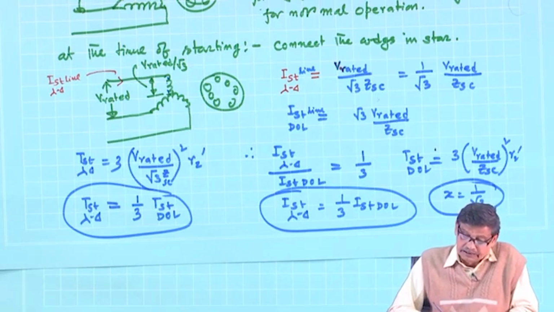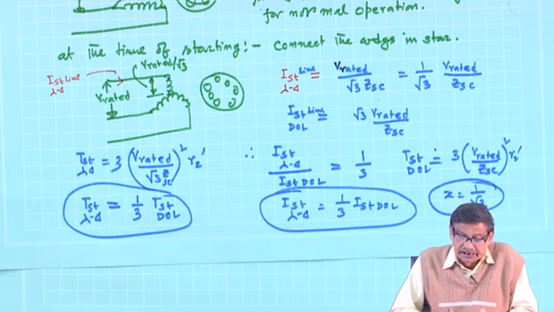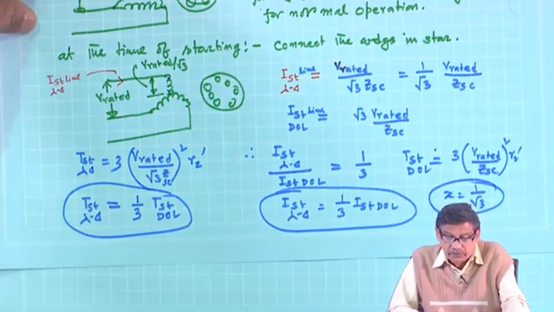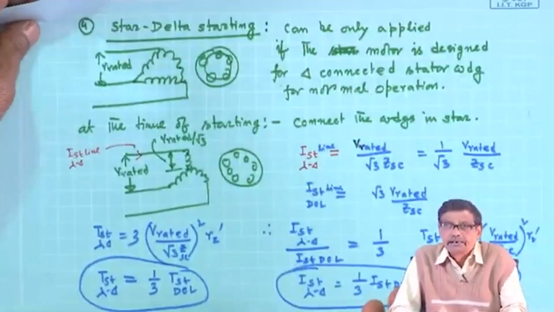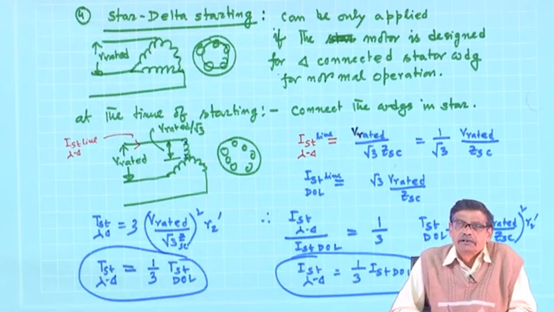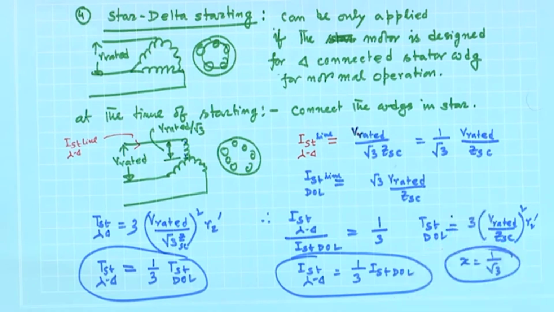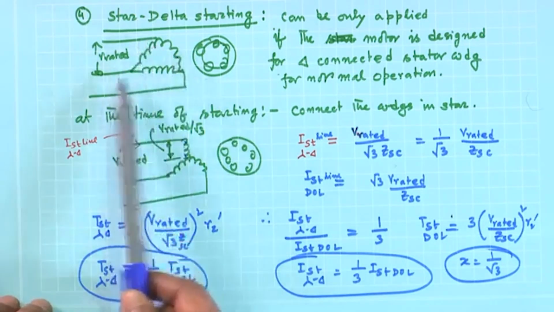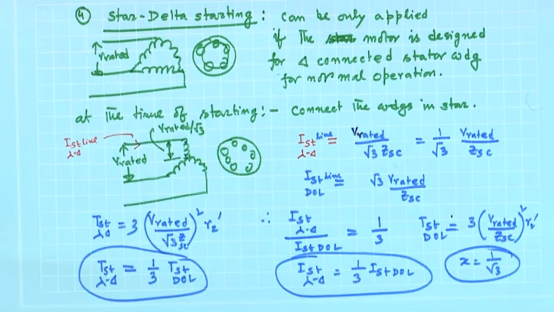Therefore, you see, with this way of starting an induction motor, you do not have to invest any extra money, but at least you can get this service like an auto transformer, whose setting is small x equal to 1 by root 3. The only thing you will ask, so that star delta starting can be implemented, is that the machine must be designed for delta connected stator in its normal operation.